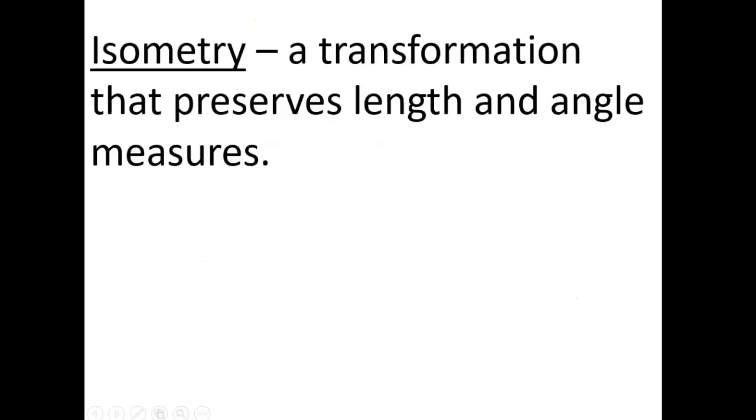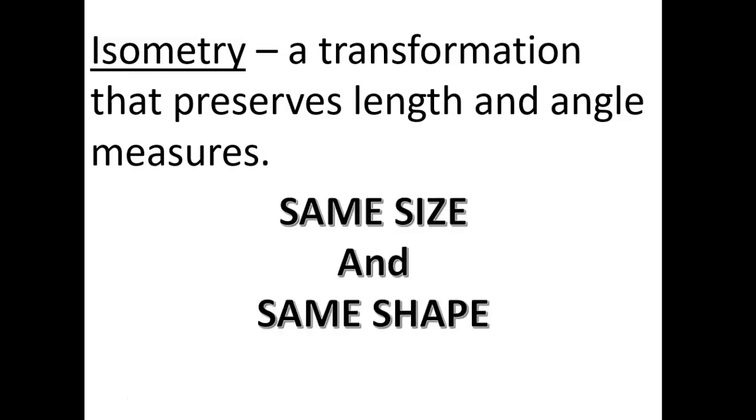Now let's look at another word. This word is very, very important when you're talking about different transformations. It is isometry. Isometry is a transformation that preserves length and angle measures. No, it's not one of the three that we just talked about. It's talking about when you take a shape and you perform one of the three. So if you reflect it, rotate it, or translate it, and it stays the same size and the same shape, then it is an isometry. So same size, same shape.